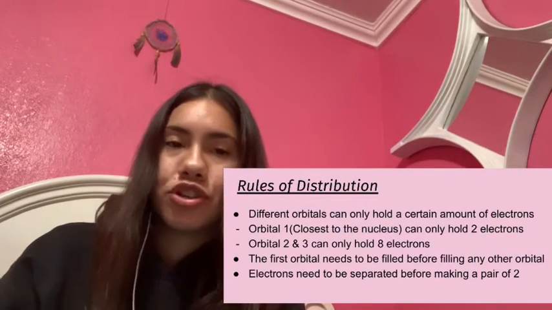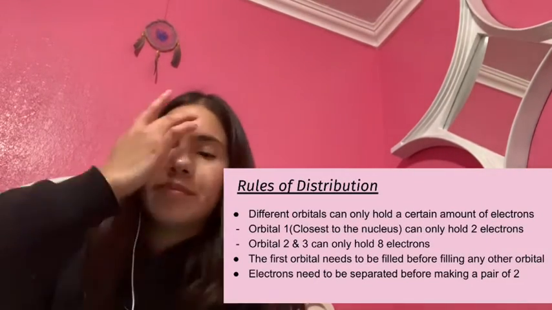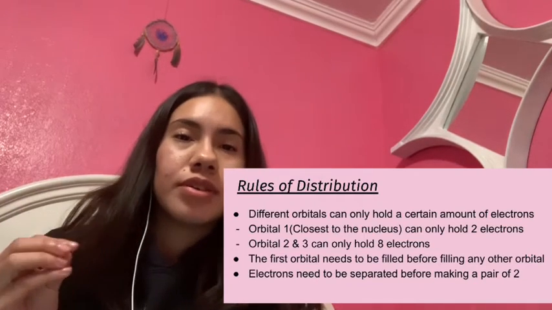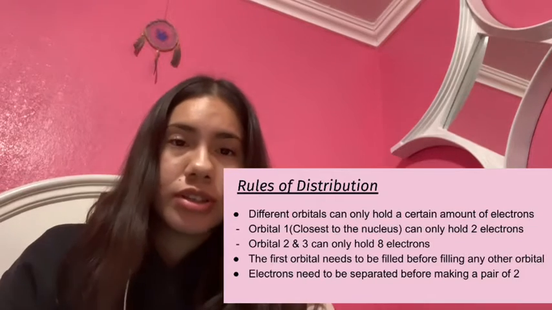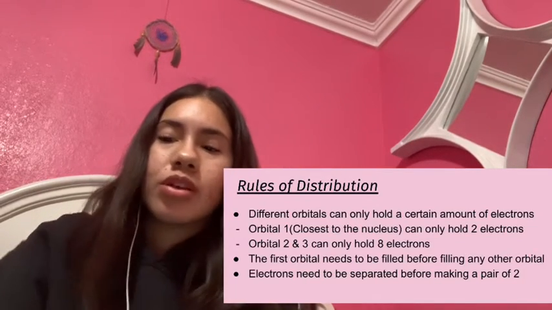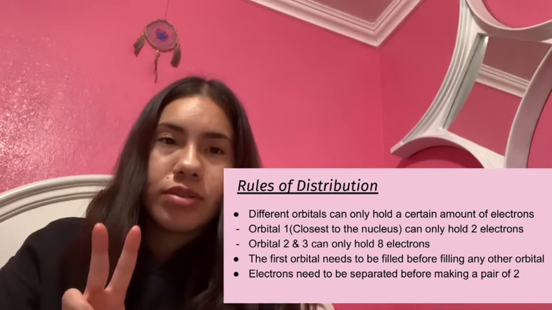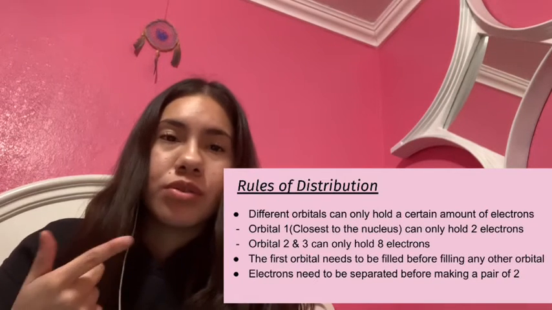So rules of distribution. Different orbitals can only hold a certain amount of electrons. So the first orbital can only hold 2 electrons. The first orbital is the closest to the nucleus.